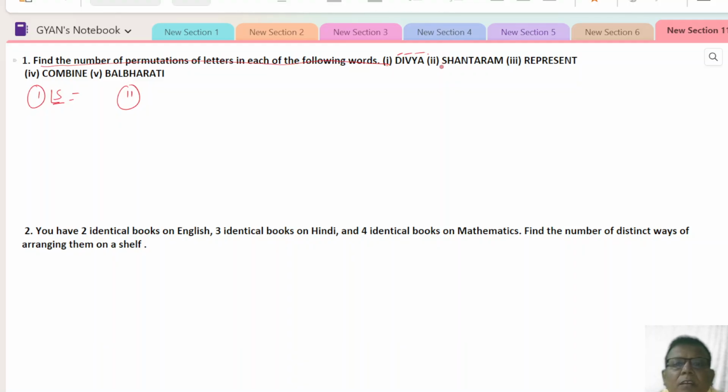Second, SANTARAM: 1, 2, 3, 4, 5, 6, 7, 8, 9. Total 9 is there. And A how many times? One time, two times, and three times. So that will be factorial 9 by factorial 3. That is equal to 60480.